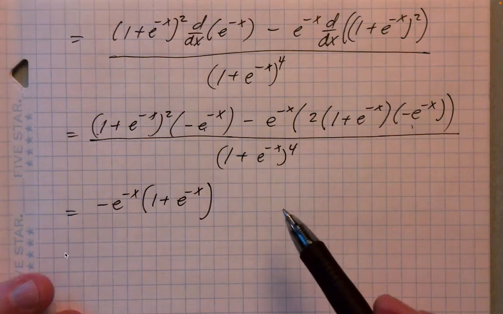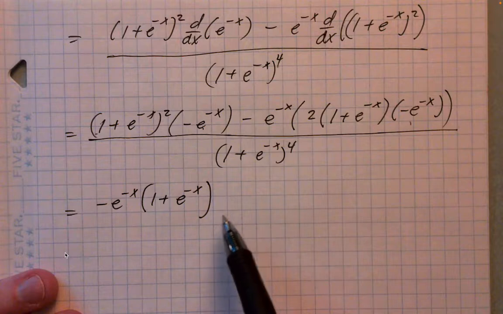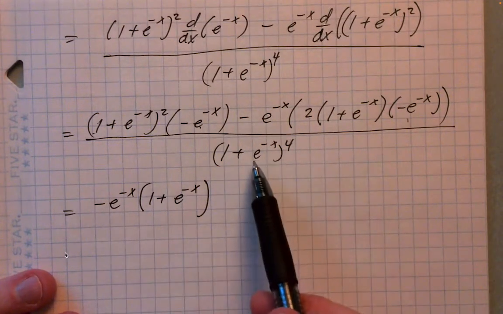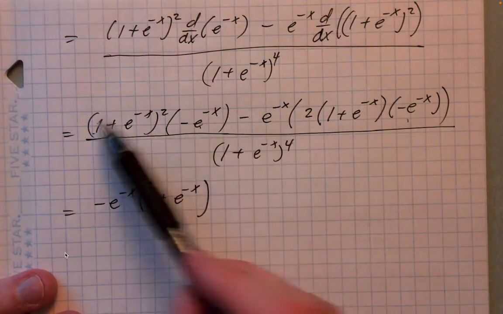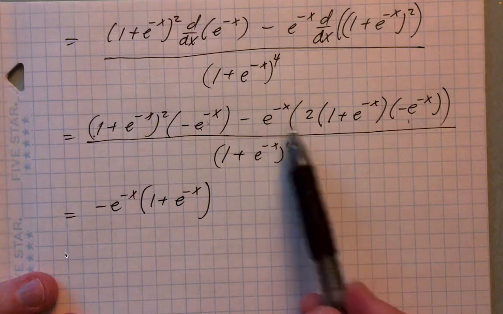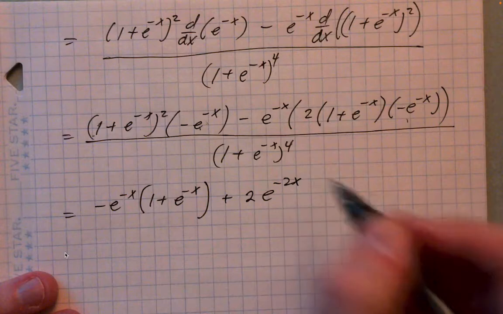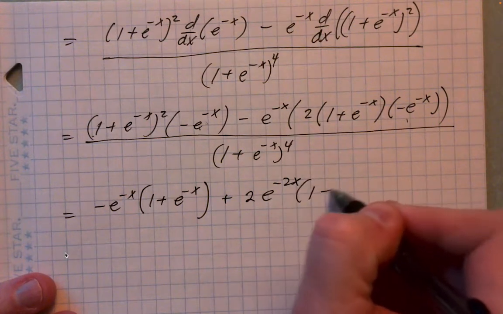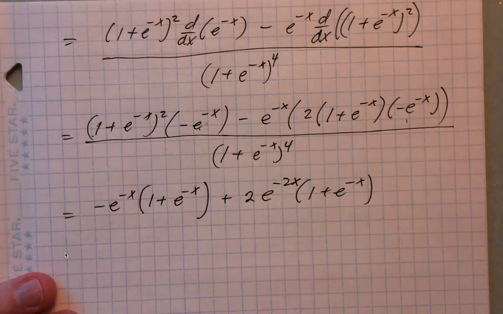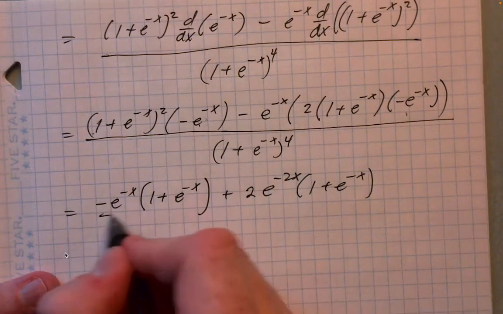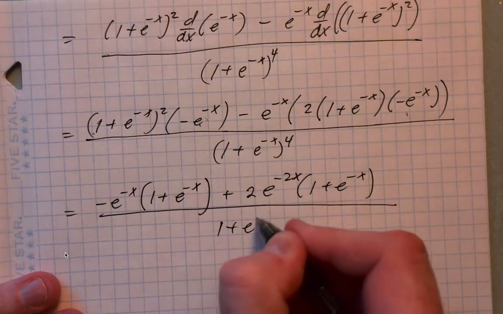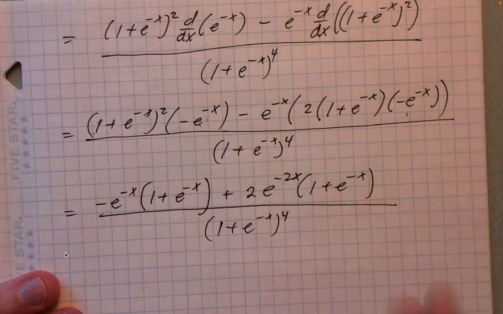Okay. Actually, yeah, let's just clean it up first. Let's not do the factoring yet. So I've got these two here, and then what is over here? Plus 2e to the negative 2x times 1 plus e to the negative x. Okay, right? I think that's right. Yep, divided by 1 plus e to the negative x to the 4th power.